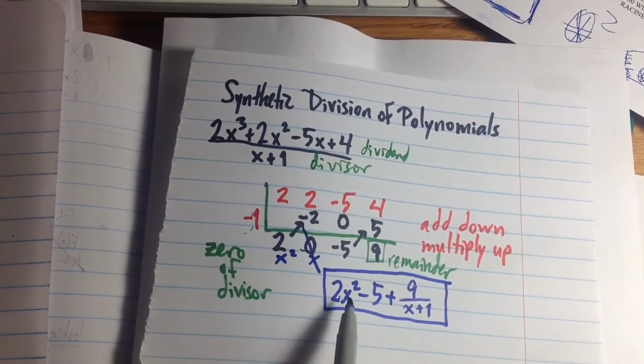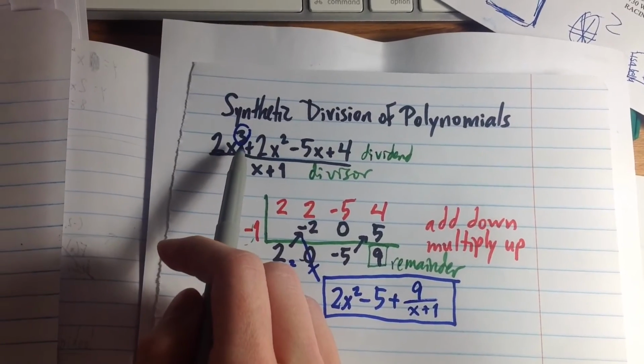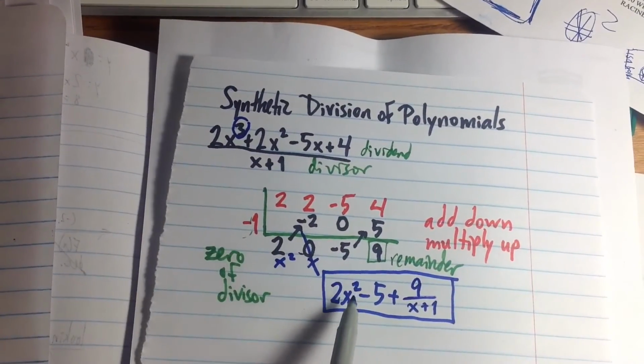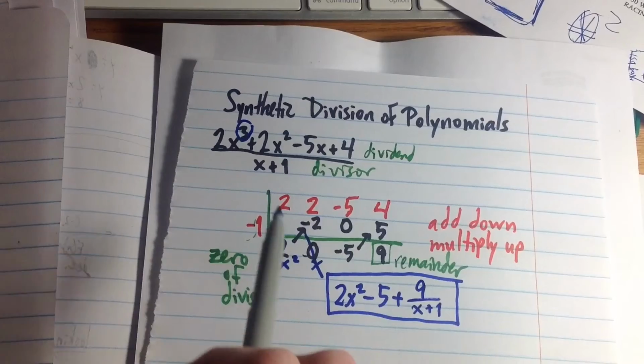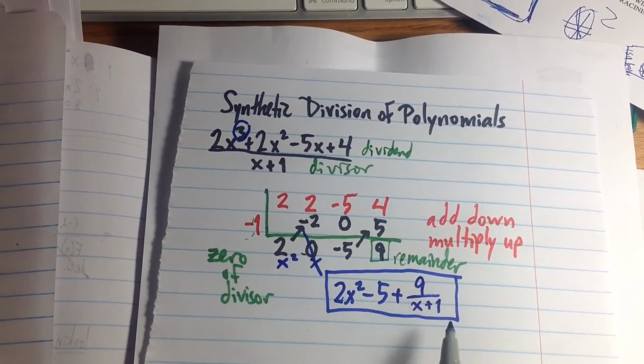One thing to notice is when we do synthetic division, whatever degree you started out with, this started with a degree of 3, that went down by 1. So whatever you start with will go down by 1 in your final answer, and you're always going to end up with your remainder over the divisor.